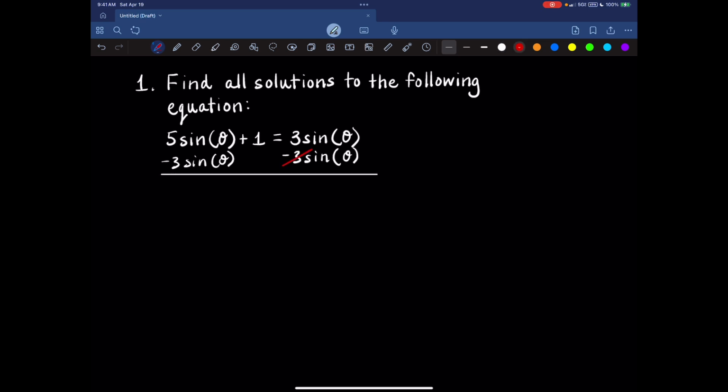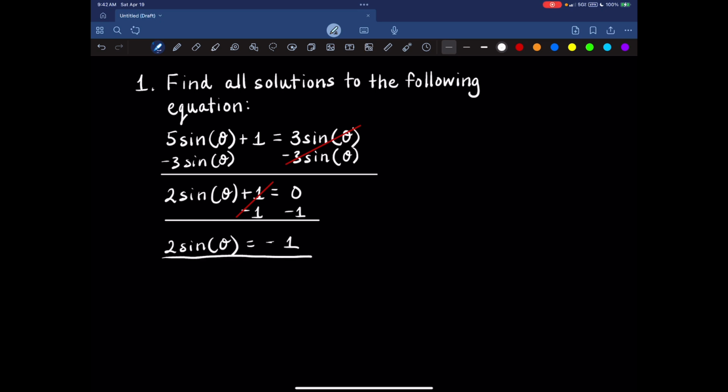And on the right hand side, this will cancel. And on the left hand side, we're left with 2 sine theta plus 1 equals 0. And so now if we subtract 1 from both sides, on the left hand side the 1 will cancel, and we're left with 2 sine theta equals negative 1. And then if we divide both sides by 2, on the left hand side the 2 will cancel and make 1. And on the right hand side we'll get negative 1/2.